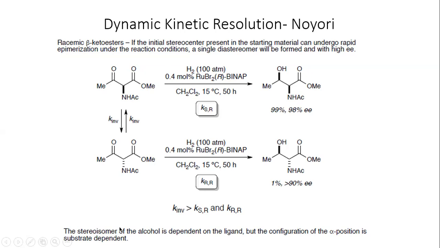But in order for this to happen, the rate of interconversion has to be faster than the rate of hydrogenation to either one of these products. And that's what they were able to set up. That's the dynamic kinetic resolution part. And it says it's dependent on the ligand, but the alpha position right here is substrate dependent. So again, with the resolution, the goal is to enrich the product mixture in one enantiomer, and the other enantiomer that's not as reactive, or that reacts slower, that particular starting material won't react as fast, so you won't get as much of the second stereoisomer, right?